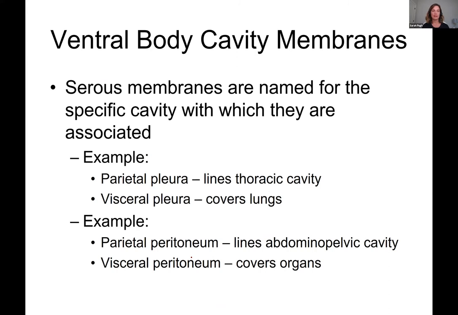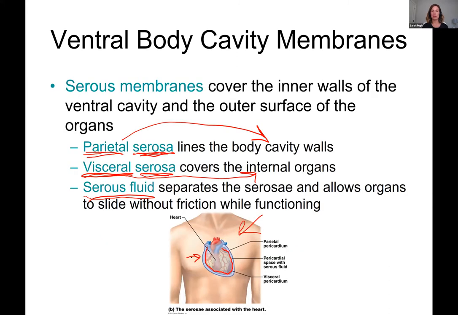So let me go back to this page here. So you can see the term serosa. Serosa just means serous membrane, and it's very generic. So when I say parietal serosa, you have no idea what serous membrane I'm talking about. You know I'm just talking about one that lines a cavity, okay? And so what we do to be more specific is we take off the word serosa and we replace it with the name of the cavity, right?